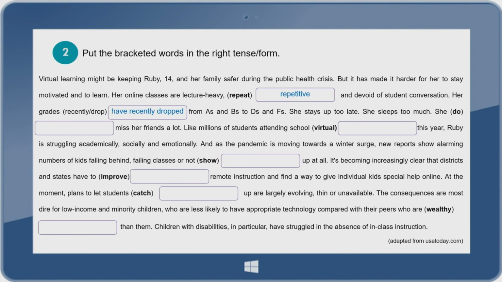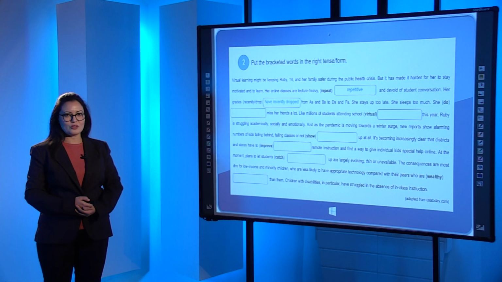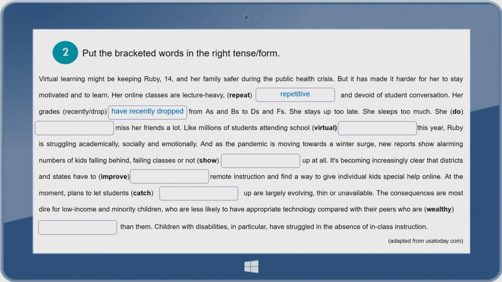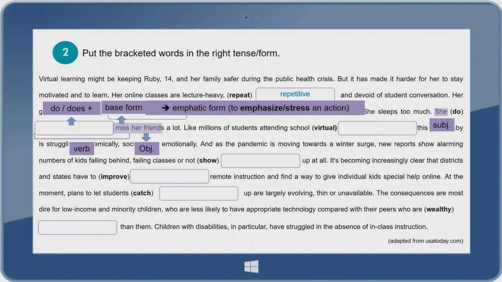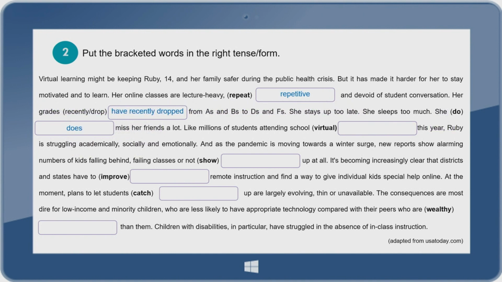She stays up too late, she sleeps too much. She, verb do, and after the blank we have the verb miss, her friends a lot. To insist on the fact that Ruby misses her friends a lot, we need the emphatic form do, does, plus base form to emphasize or to stress the action. So she does miss her friends a lot.